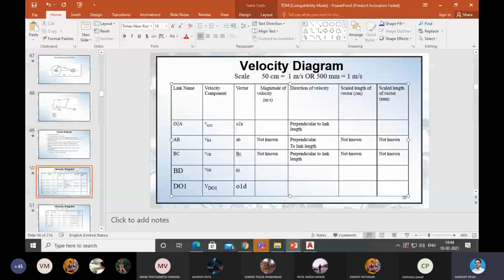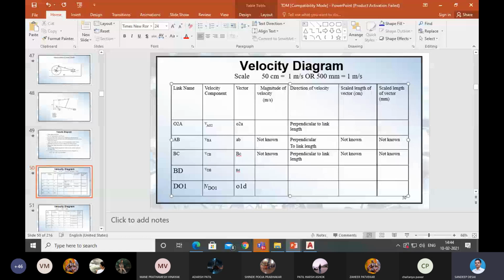Then next I have written velocity of B with respect to A. Then velocity of C with respect to B. Then velocity of D with respect to B. Finally velocity of D with respect to O1. I cannot write velocity of O1 with respect to D. Why can I not write it? Because it is a fixed link. Very good. Not fixed link, fixed point. O1 is a fixed point, O2 is a fixed point. So O1, O2 cannot move. So you cannot write velocity of O1 with respect to D, and you cannot write velocity of O2 with respect to A.